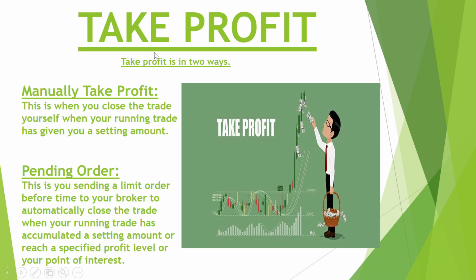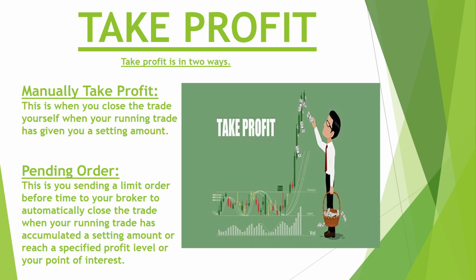Take profit. Take profit is in two ways. We have manually taking profit and pending order. Manually taking profit is when you close the trade yourself, when your running trade has given you a certain amount. You observe that this running trade has given you some certain amount, and you say, okay, let me just close the trade and stay away from the market. You close it yourself. That's what we call manually taking profit.